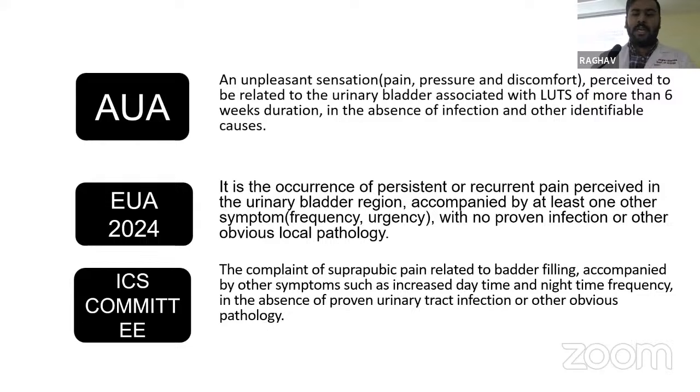According to the EUA, it is the occurrence of persistent or recurrent pain perceived in the urinary bladder region, accompanied by at least one other symptom, which may be frequency, urgency, with no proven infection or other obvious local pathology. The ICS definition says it is the complaint of suprapubic pain related to bladder filling, accompanied by other symptoms such as increased daytime and nighttime frequency, and excluding proven urinary tract infection or other obvious pathology.